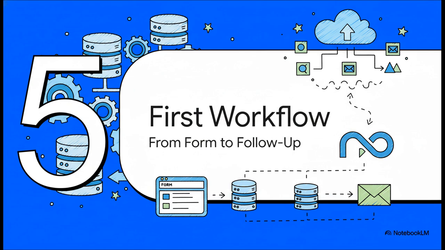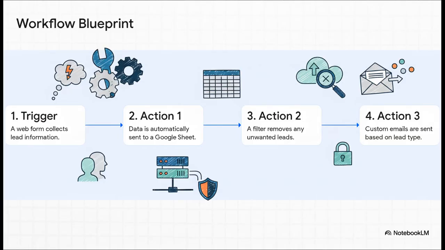But to really get a feel for how n8n works, nothing beats building something yourself. So let's walk through a pretty simple but super practical workflow, taking info from a web form and turning it into an automatic follow-up. So here's the game plan. It all starts with a trigger. Someone fills out our form. That data then gets zapped over to a Google Sheet automatically. After that, we're going to use a filter to weed out any leads we don't want, and for the grand finale, we'll send a personalized email based on who that person is.